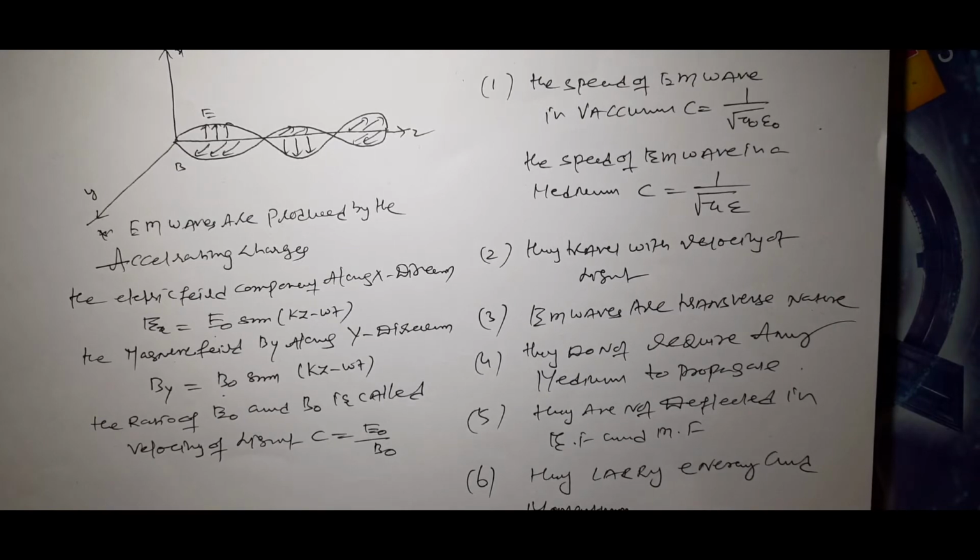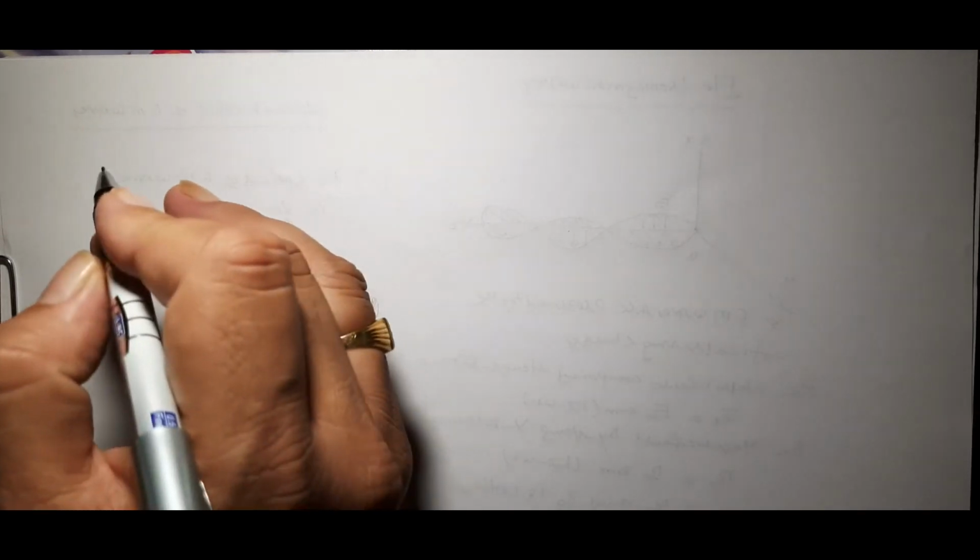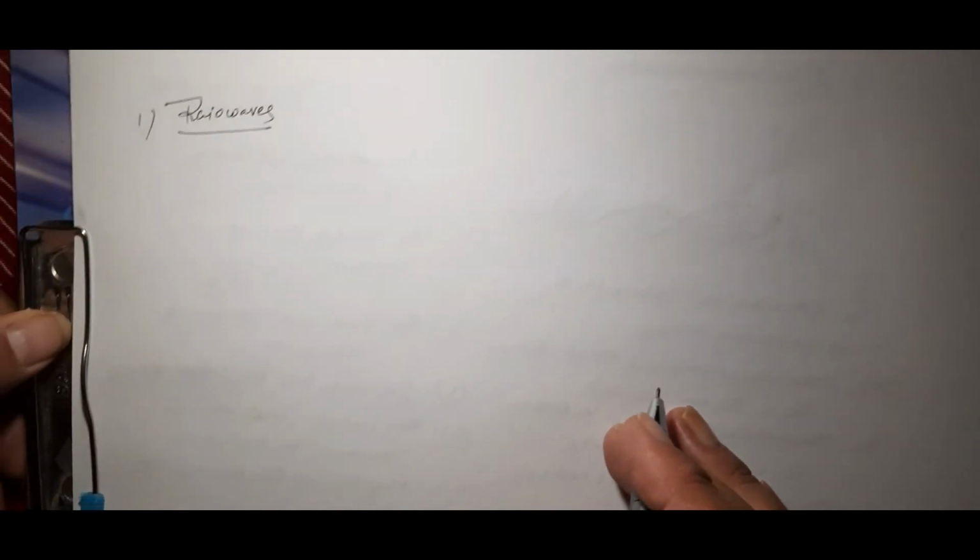Now we are going to discuss various types of electromagnetic waves. Electromagnetic waves are classified according to their frequency or wavelength, and that is called the electromagnetic spectrum. Now we are going to discuss different types of electromagnetic waves and their important properties. First, number one, radio waves.